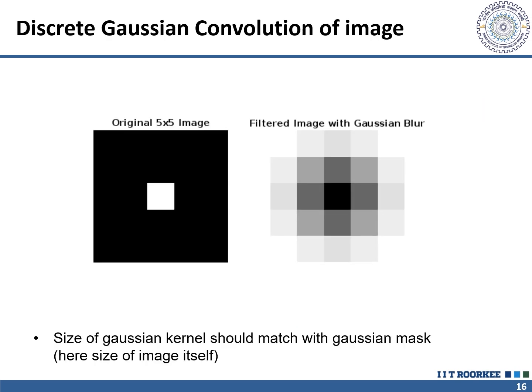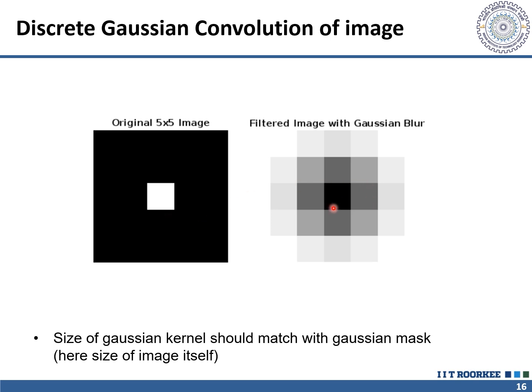Let us move further and you can see a 5 cross 5 image. What does it mean? It means it has 5 pixels in the x coordinate and 5 pixels in the y coordinate. At the center you have a white peak. When you apply a Gaussian filter to it, the image will look like this.